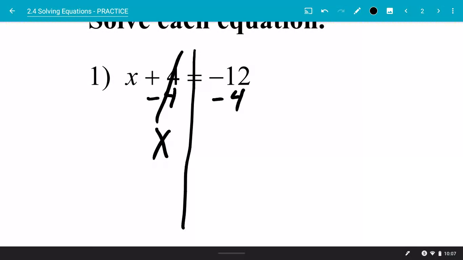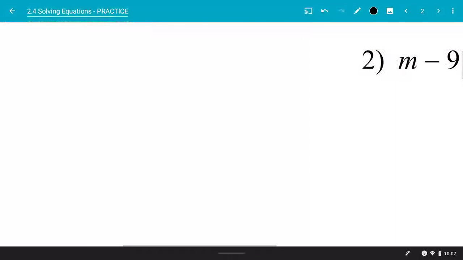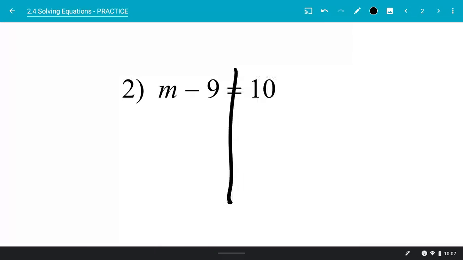I'm left with x equals negative 12 plus a negative 4, or negative 12 minus 4, which is negative 16. I know this is very simple. I got it, but we're going to move kind of quick, okay? What if we have a subtraction problem?